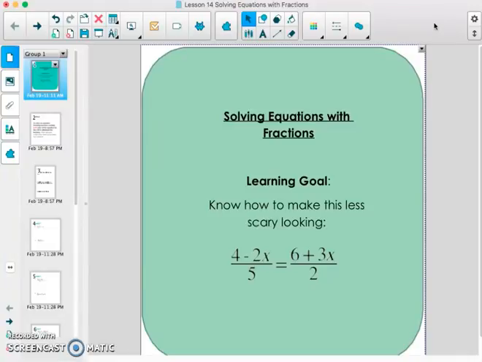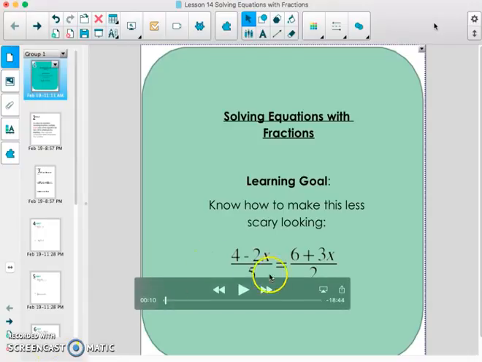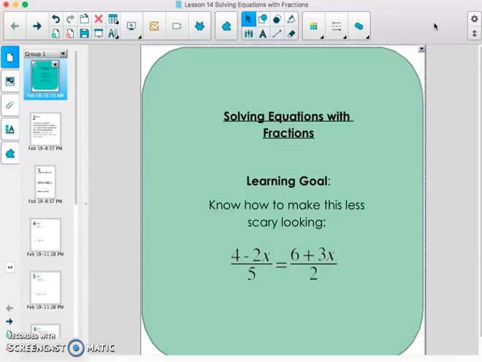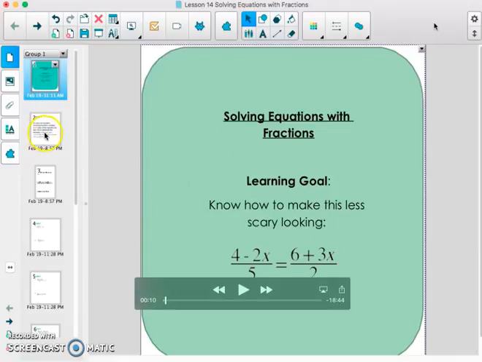Alright, this screencast is going to be a little tight, so I'm going to get right to it. We're solving equations with fractions today, so the goal is to make something like this look a little less scary, because they're just fractions, but they can be a little bit complicated to deal with. So we're going to learn how to get rid of them so we can solve things like we've been solving in the last couple days and lessons.